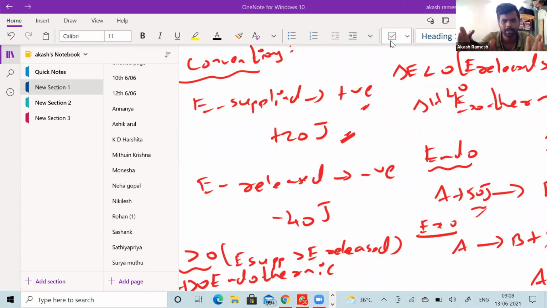But don't worry about it, right? This is all purely logical. There is nothing you have to mug up, nothing like that. We just spoke about how it is endothermic, how it is exothermic, and how we are going to represent it in the chemical equation. That's all we saw. Okay, right, cool.